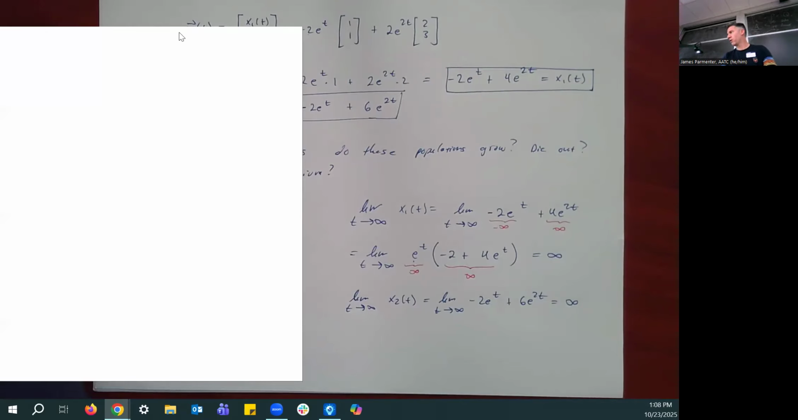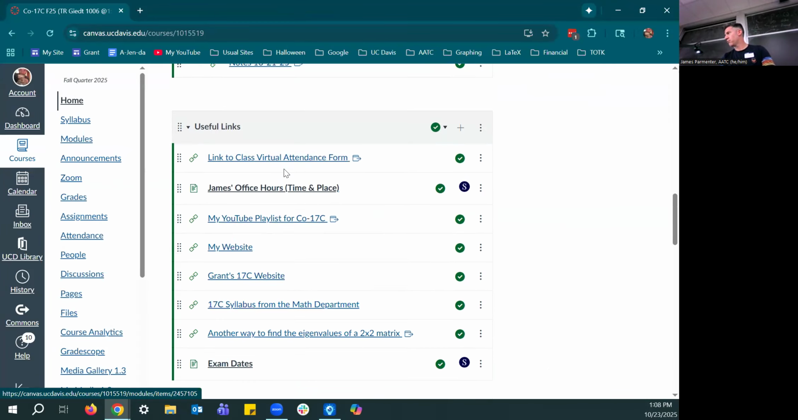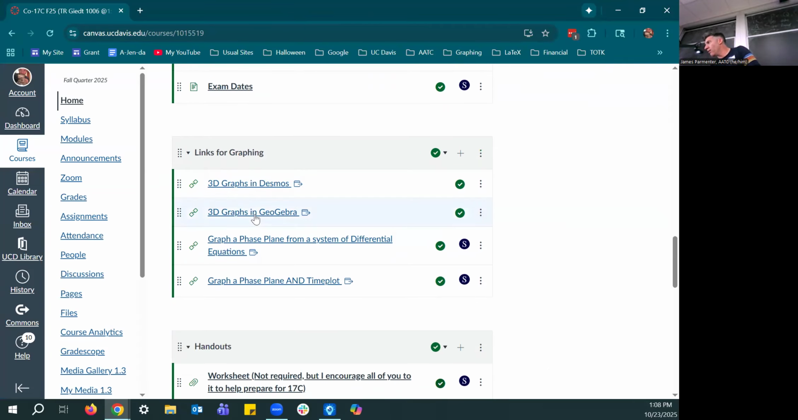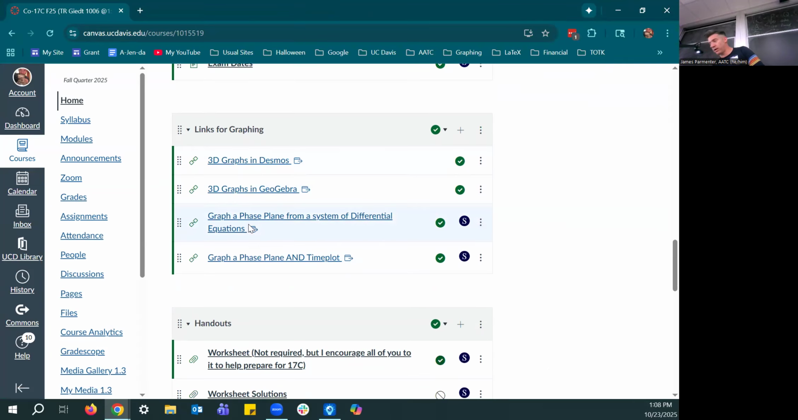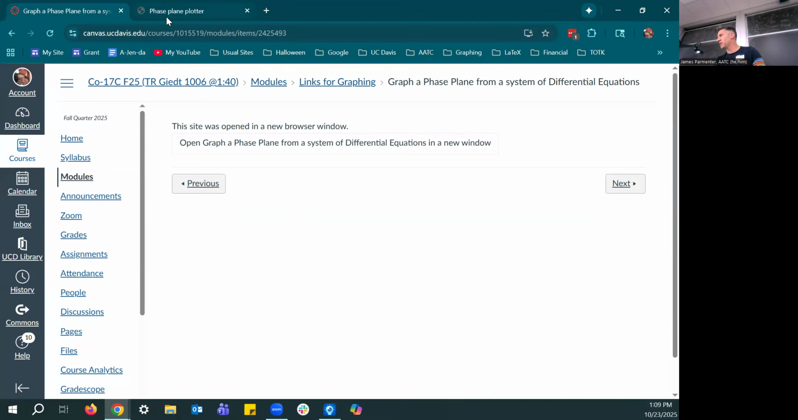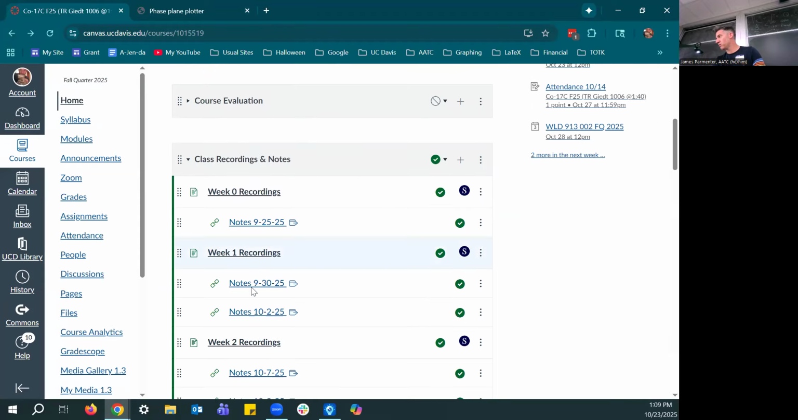So if you look over here in Canvas, below the recordings, the useful links, below the useful links, the links are for graphing the phase plane. So these two links here are what I like to use. This one is easier to use, but doesn't really give you as much. And the other one is a little bit less easy to use, but I feel like it gives you a little bit more. Here's what I mean by that.